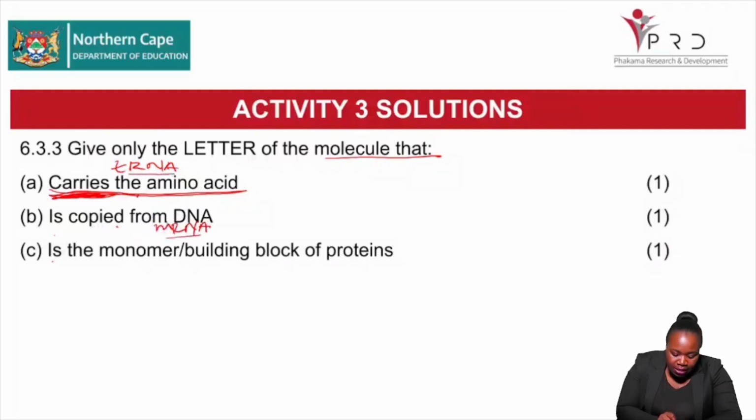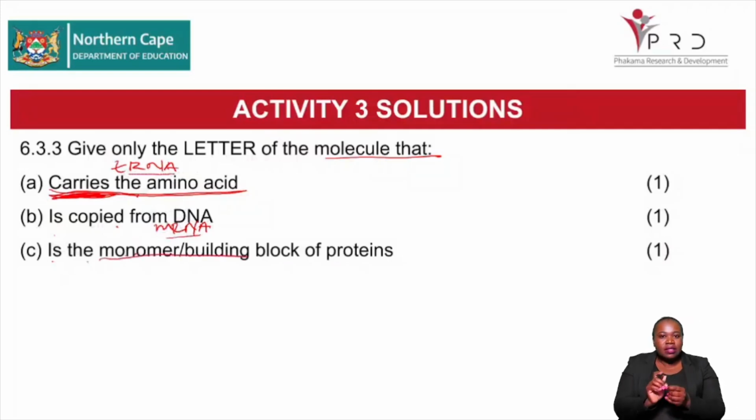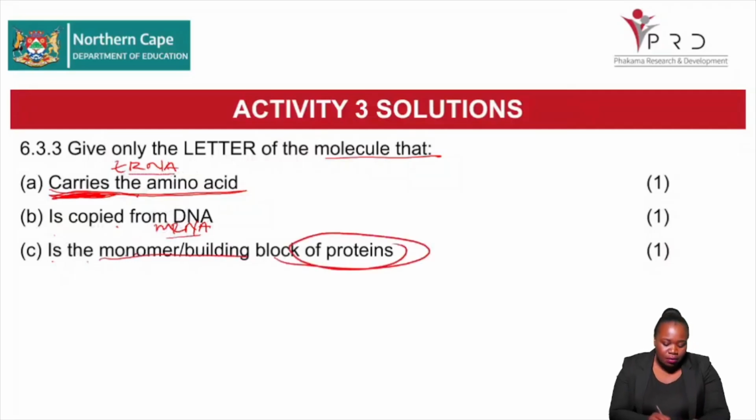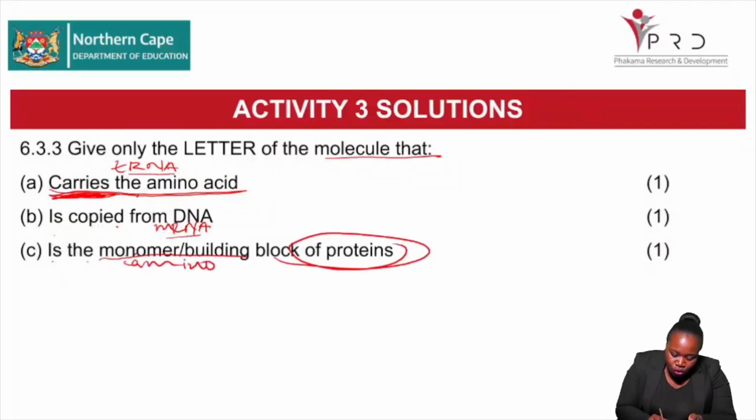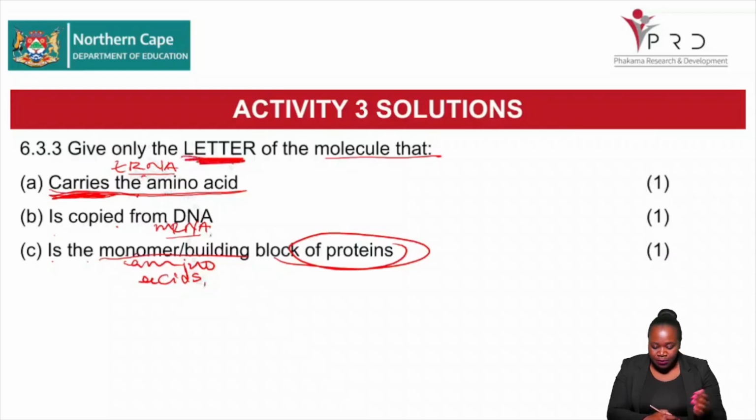So we're going to check for tRNA and mRNA. The next one is a monomer. When we are talking about monomers here, we're either talking about an amino acid or a nucleotide. In this case, we don't have nucleotides, which means that we are looking at amino acids, and amino acids are indeed the building blocks of proteins. So we are going to look at the letters that represent tRNA, mRNA, and amino acids. Now let's go back and find those. Make sure that you give what you are asked for. The question said the letter. So you go back and find out what is the letter that is representing these three.